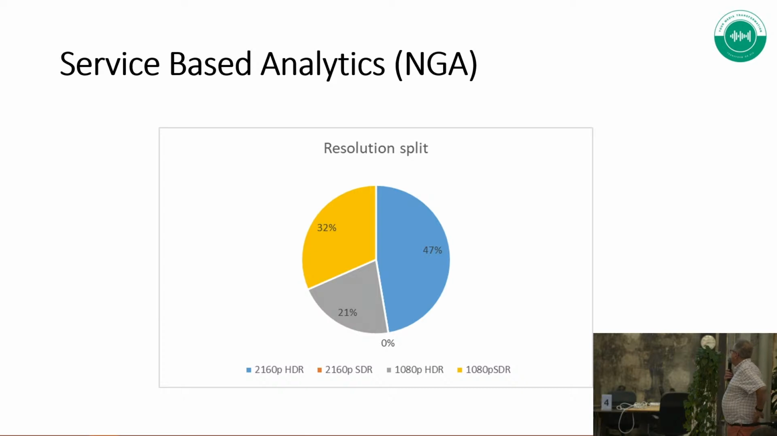Here, it's also interesting to see the resolution. There's a lot of debate, people telling you, oh, UEFA, in Europe, it was 1080p HDR. Why do we need 2160? Well, the proof is in the pudding. In terms of service, 47% of the streamers are in 2160. 32%, sadly, 1080p SDR, but we still have 21% who are already in 1080p HDR.